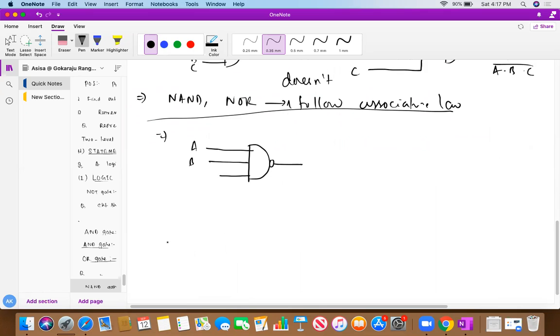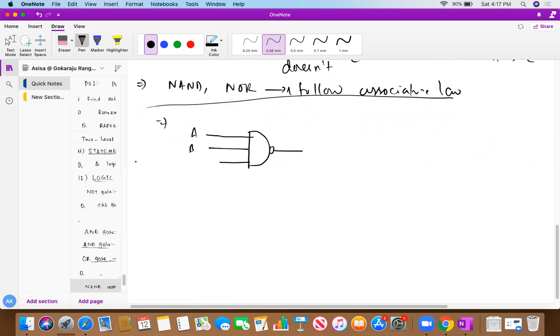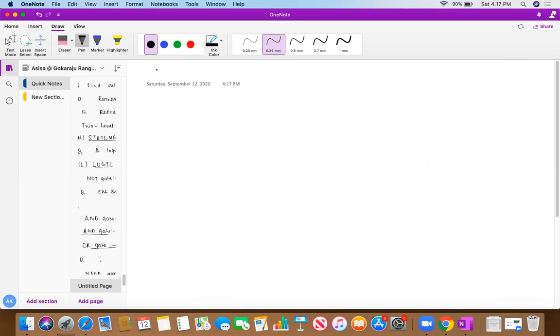Okay, so these are the points about the NAND gate. Then we'll move to the next gate. The next gate will be our NOR gate. How it will be useful, I'll tell you. NOR gate is also called a bubbled AND gate. Okay, it's also called a bubbled AND gate.